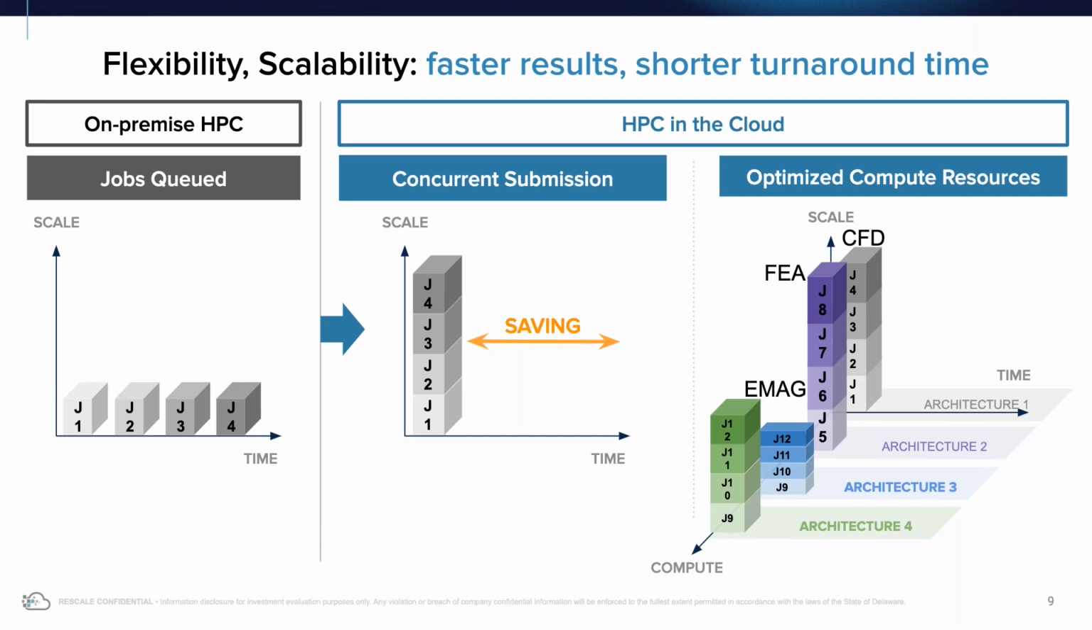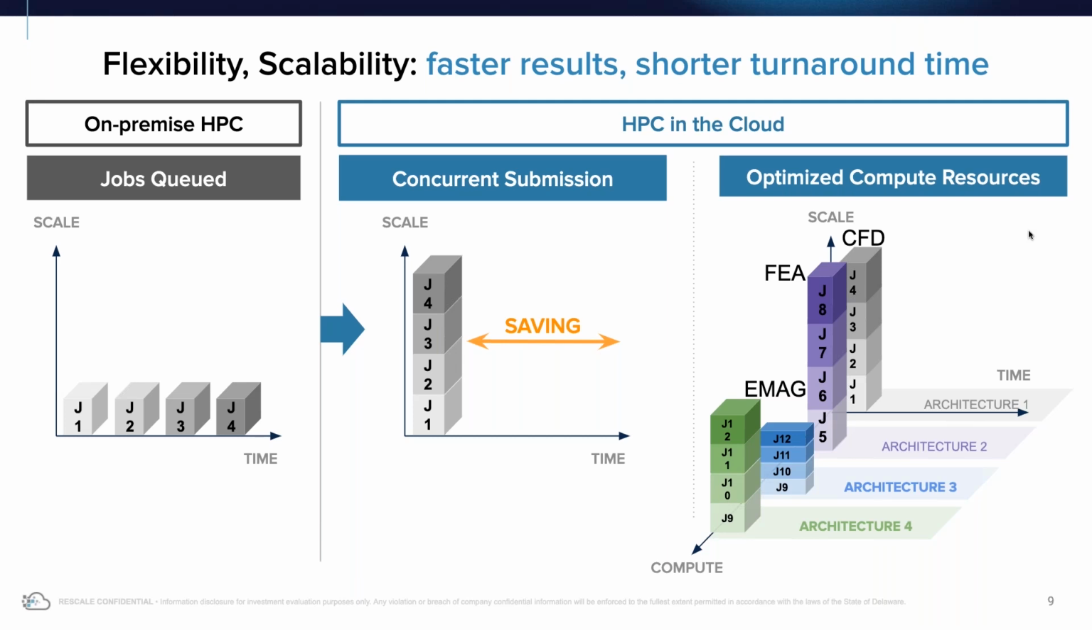Now, if we have a bigger resource, or maybe we have fewer people using it, we can maybe run 4, 5, 10 jobs at once. And that saves us time because we get our results faster than running them one after the other. With HPC in the cloud on Rescale, we're over here on the right, where we actually have the ability not only to run jobs concurrently, but to use the most advantageous architecture to run that job for its specific requirements.